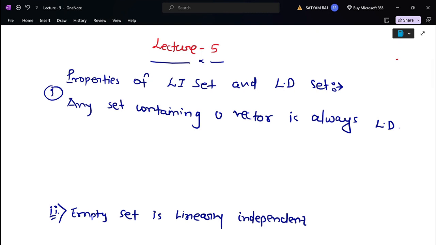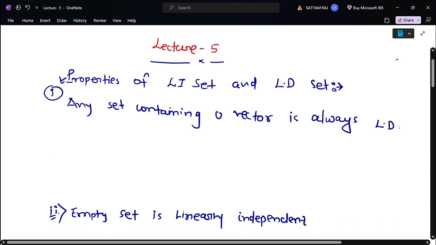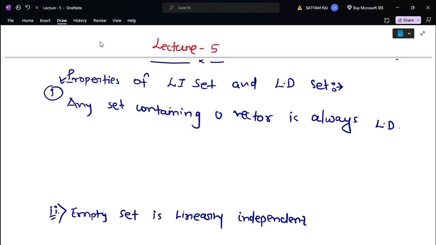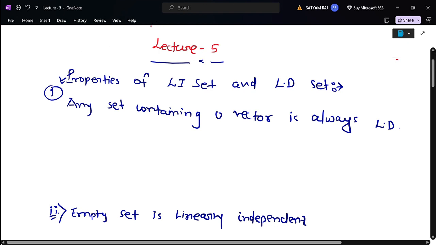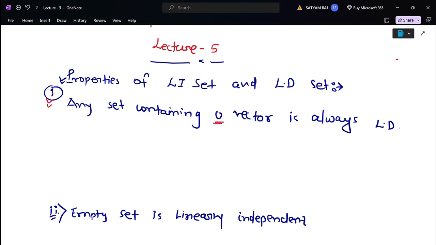Today in this lecture we will discuss some properties of linearly independent sets and linearly dependent sets. What are the properties? The first property is that any set containing the zero vector is always linearly dependent. It means whatever the set S is, v1, v2, ..., vn, if we add the zero vector to this set, then the set is linearly dependent. We can prove this easily.